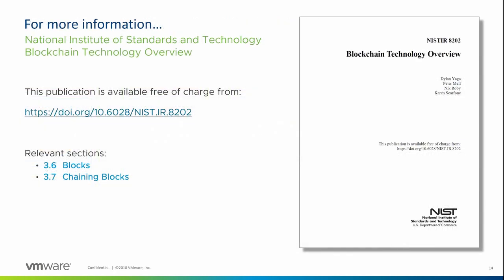So, if you want to find more information about this, there is an accompanying guide written by the National Institute of Standards and Technology. It's called the Blockchain Technology Overview, and the relevant sections will be 3.6 on blocks and 3.7 on chaining blocks.